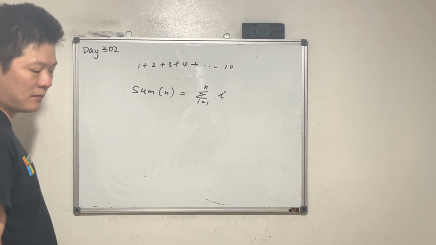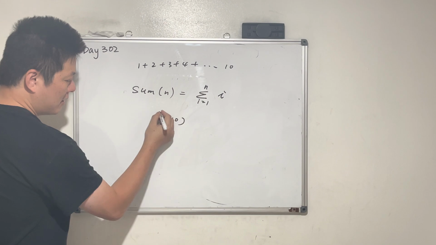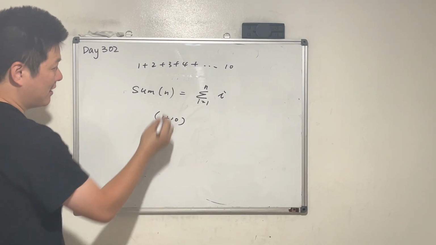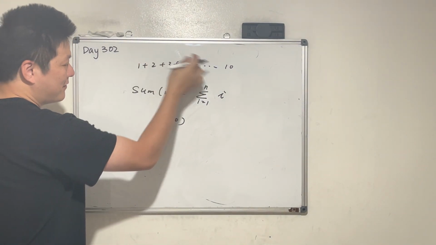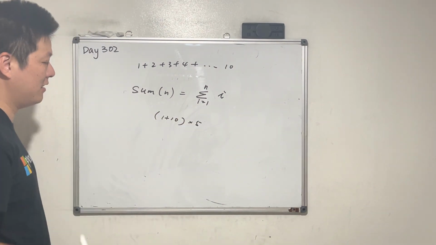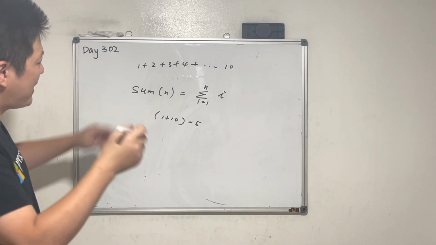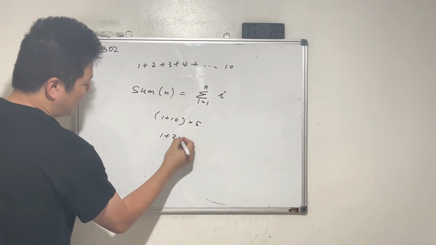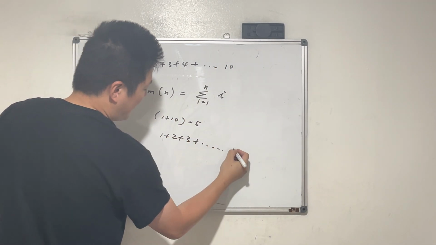1 and 10 is 11. And then 2 and 9, 11. So how many pairs are there? 5 pairs. So it's 55. Okay, so in general, if it's 1 plus 2 plus 3 plus till n, what's the answer?